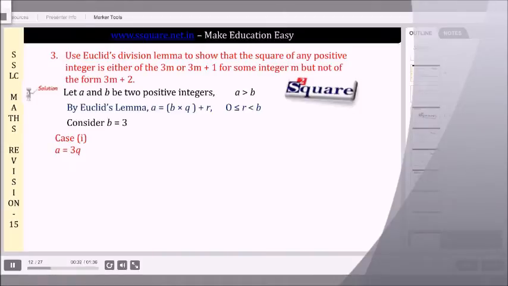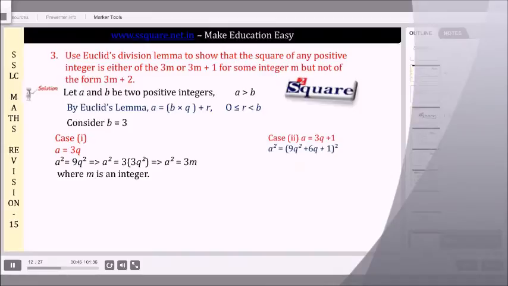So A is equal to 3Q. A square is equal to 9Q square. So A square is equal to 3 into 3Q square. A square is equal to 3M, so M is an integer. Consider A is equal to 3Q plus 1. A square is equal to 3Q plus 1 whole square. So 9Q square plus 6Q plus 1. 3 into 3Q square plus 2Q plus 1. That is 3M plus 1, where M is an integer.